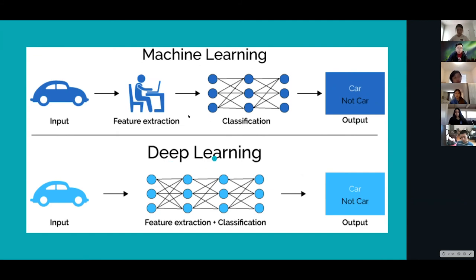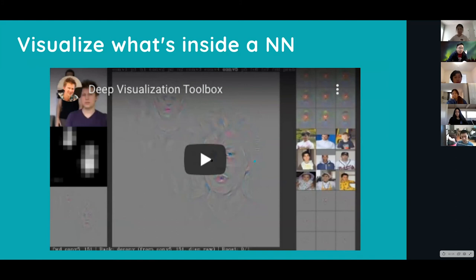Deep learning turned that completely upside down. It combined the feature extraction and classification together in one neural network, and it can predict whether you have a car or not. That's really what's special about it. Now let's visualize what's actually inside a deep neural network. One word of warning: the industry doesn't understand how this thing works. We only know it works, but we don't know how.